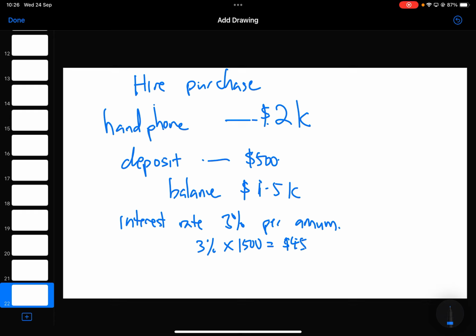Okay? So in the end, I will be paying back $1,545 instead of $1,500.